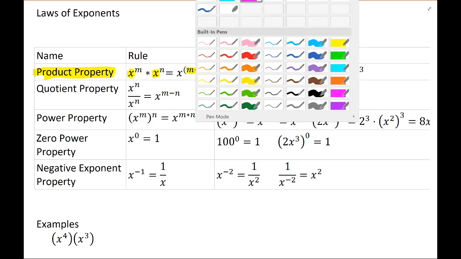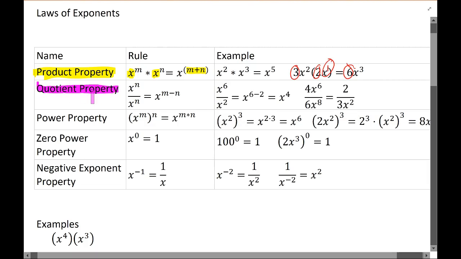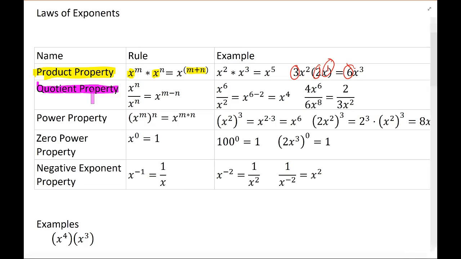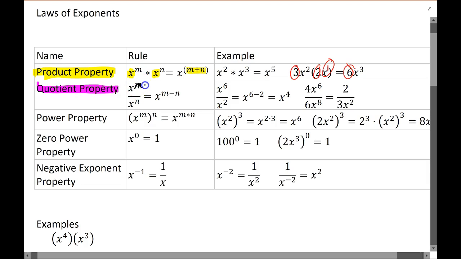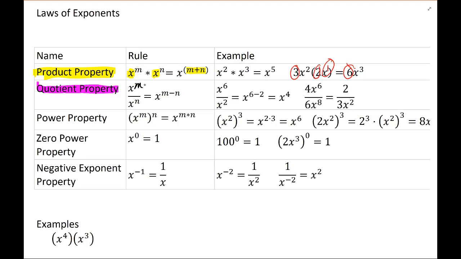Our next, sorry about that. So looking here at the quotient property, whenever you divide like bases, you subtract their exponents. And I do see a mistake here in the notes. It should be x to the m, so we'll just go ahead and fix that real quick. x to the m divided by x to the n, they are like bases, so we subtract their exponents, x to the m minus n.